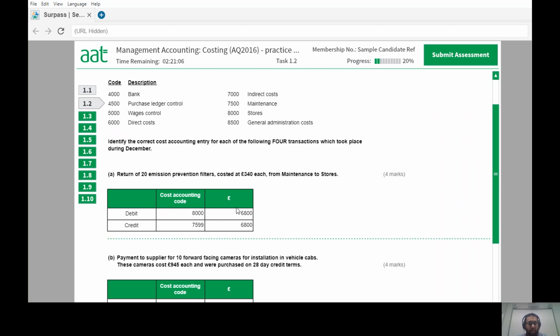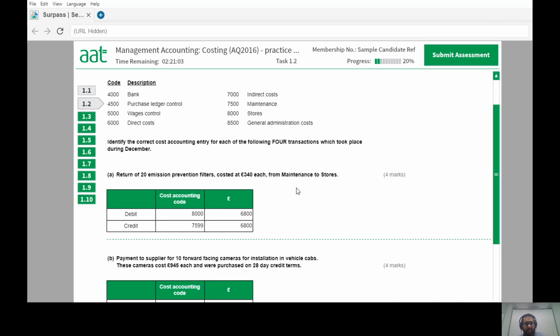So stores is going to be, one second guys, it's just an email just popped out.